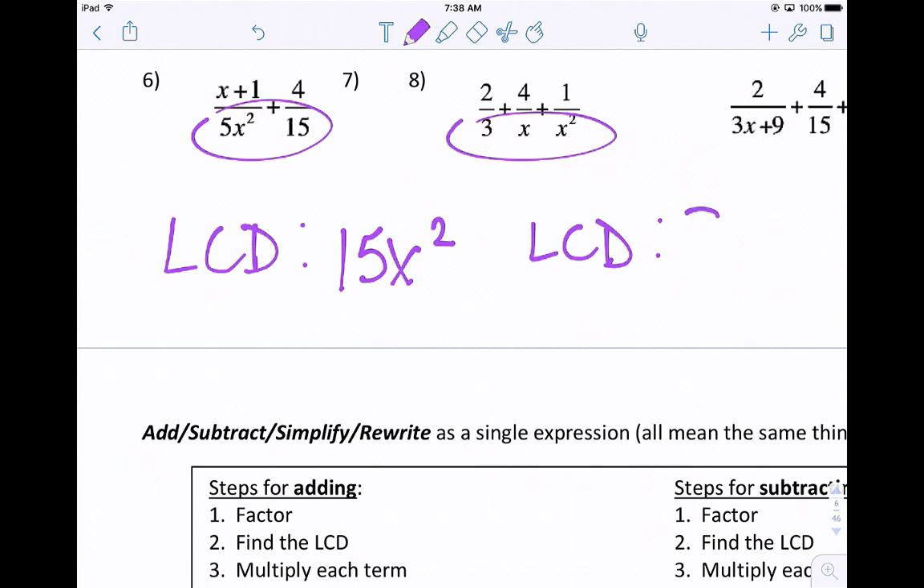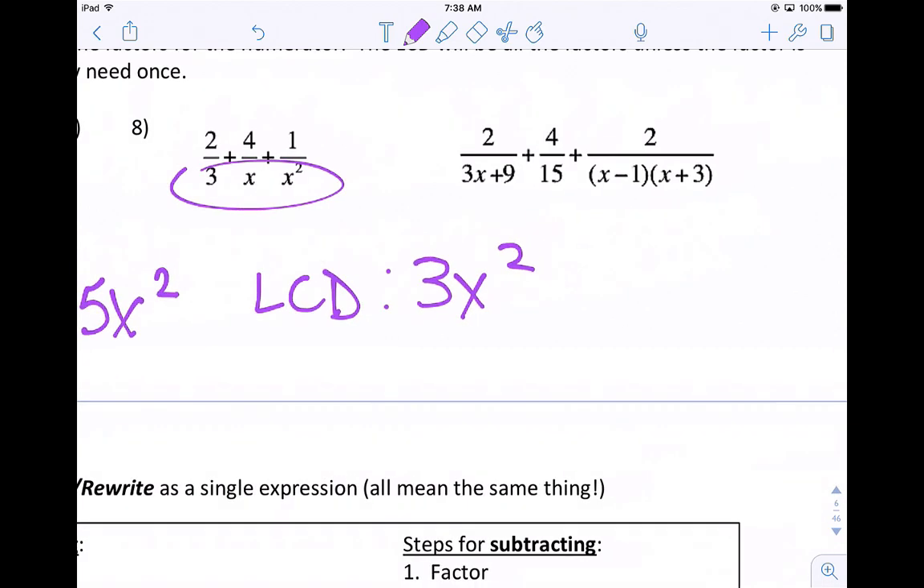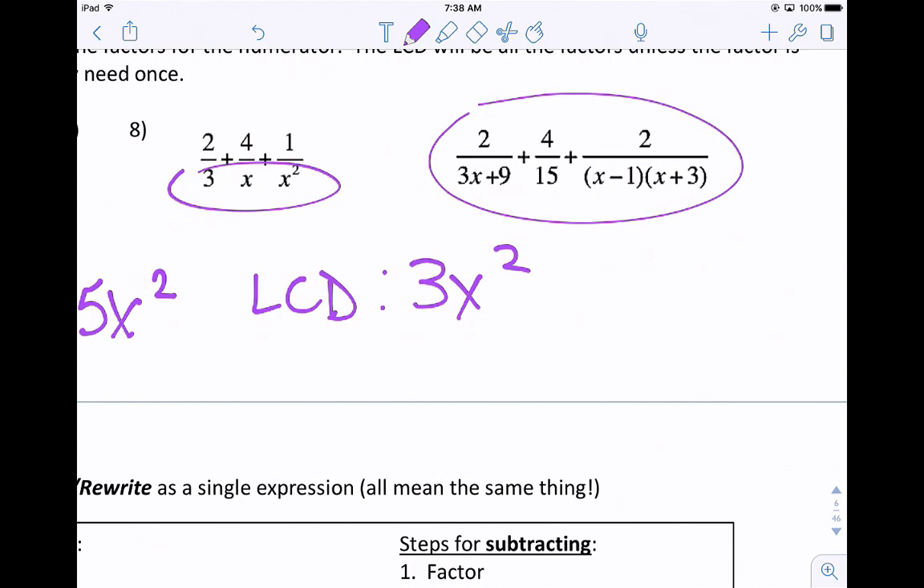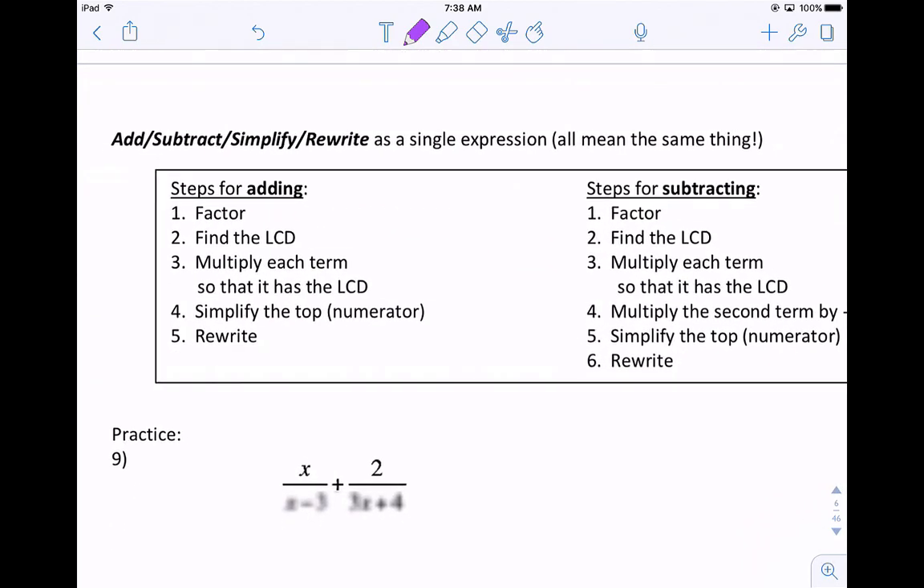In this case, it would be 3x squared. And then we'll do an example like this in a little bit. Okay, so let's get to how do you actually add or subtract these rational expressions. So here are the steps that I wrote out.